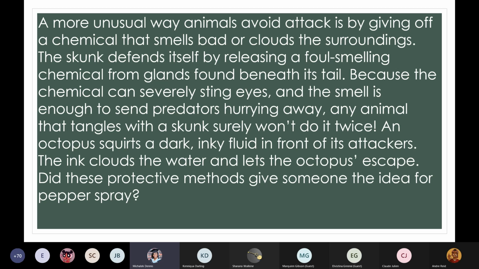Animals avoid attack by giving off a chemical that smells bad. Jasmine: animals avoid attack by giving off a chemical that smells bad or clouds the surroundings. Okay. I agree that that is definitely a second way animals can defend and protect themselves.